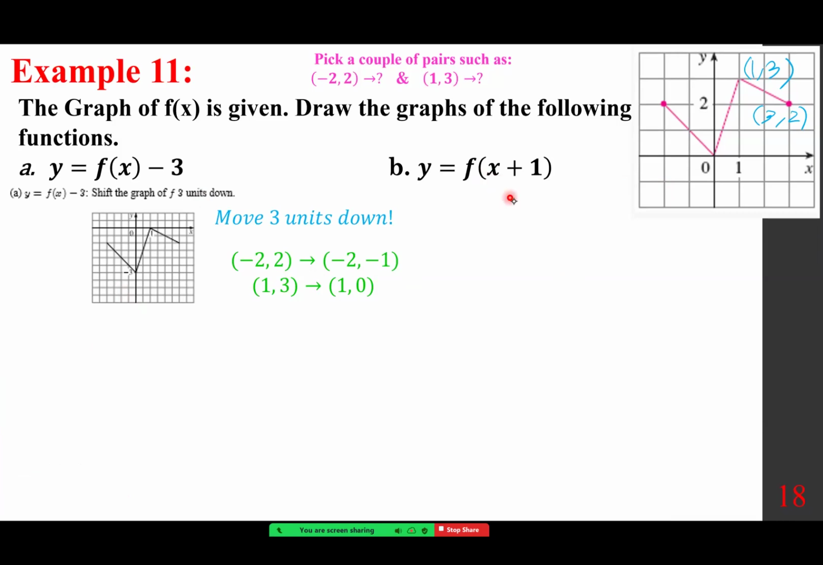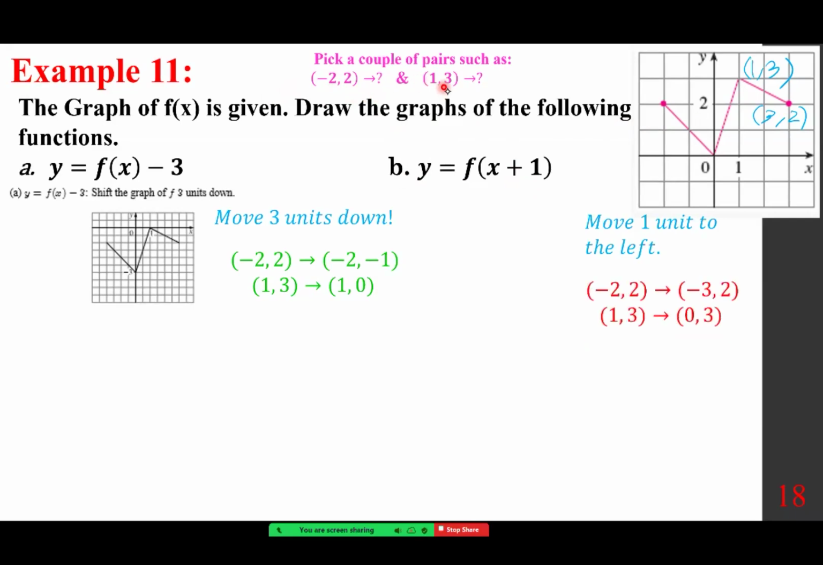What about this one? Compared to f of x, this is moving 1 unit to the left. So you're going to move this to the left by 1. So just for the sake of argument, if you look at negative 2, 2, and I want to move it to the left, that means subtract 1 from here, you get negative 3, 2. If you look at 1, 3, I'm going to go this way, so 0, 3. Just as an example. Of course, you can do it with all of them, 0, 0, okay?